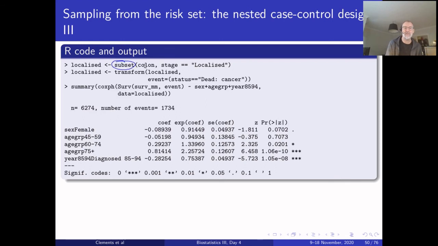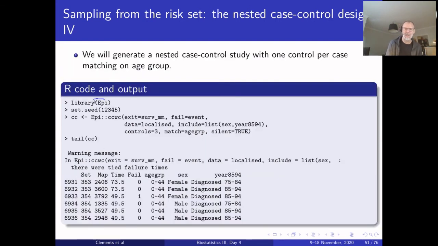So we subset the colon data for localized stage, and then we define the event as cause-specific death. Then we fit a Cox model on time in months for this event, cause-specific death, with sex, age group, and calendar period of diagnosis. Then we give it a summary, and we find these hazard ratios here. So that's standard.